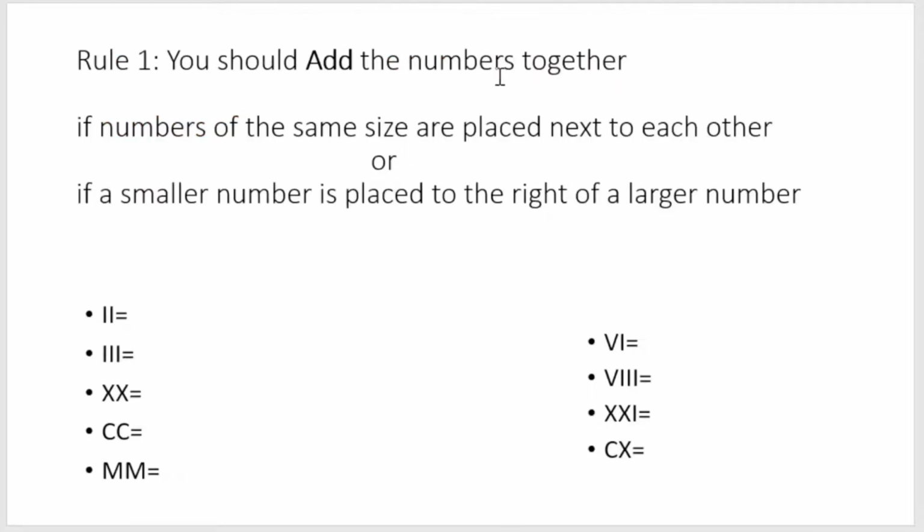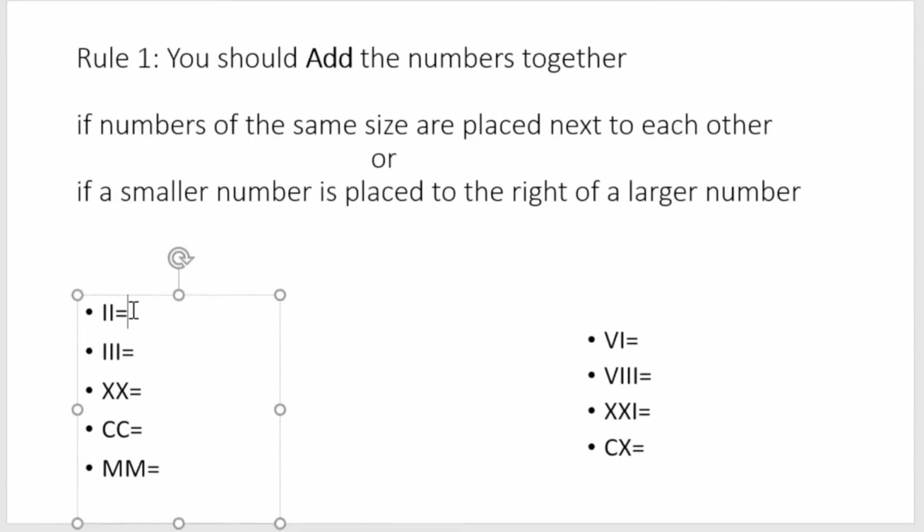The first part is that you should add the numbers together if numbers of the same size are placed next to each other. Look here: I plus I, you need to add them, since both are of the same size. 1 plus 1 is 2, and 3 for three I's. X and X are the same size, so 10 plus 10 is 20. C plus C is 100 plus 100, which is 200. And M plus M means 1000 plus 1000 is 2000.